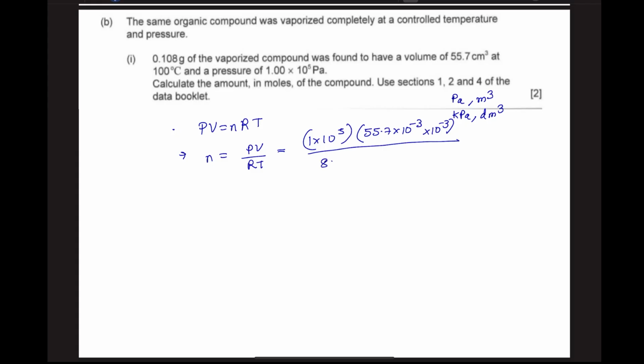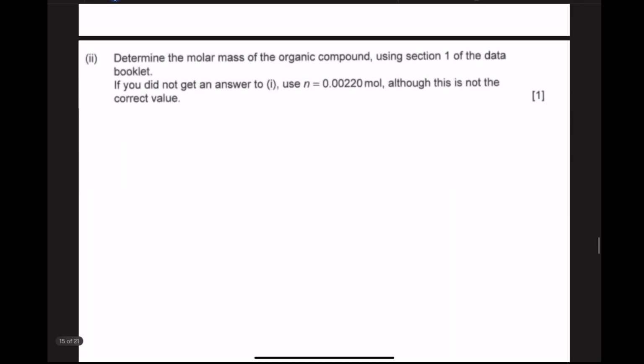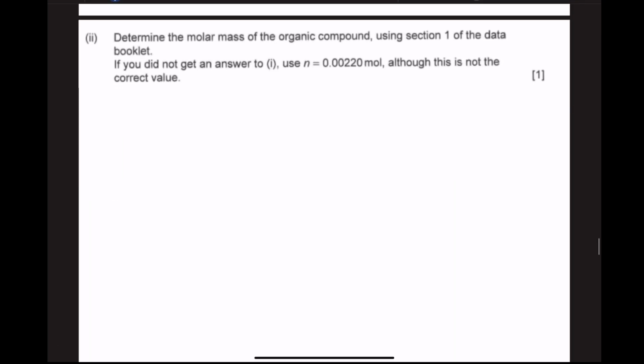R is 8.314. Temperature is 273 plus 100 gives you 373. Fine. Put it in your calculator, you'll get 0.00180. That's the moles of the compound. Into the next part, you have to determine the molar mass of the compound. So mass over molar mass is moles. Okay. So molar mass would be mass over moles.